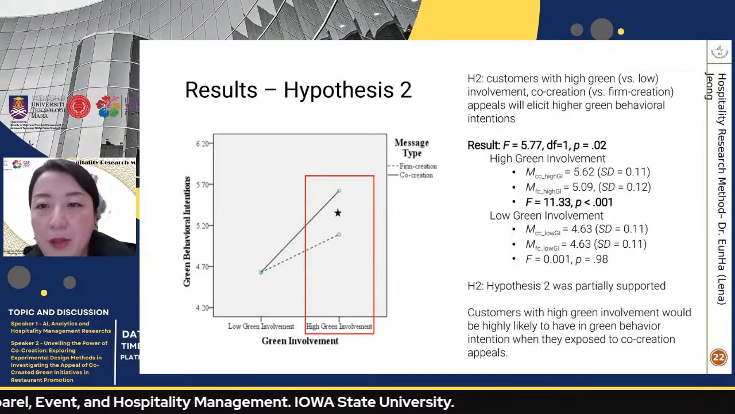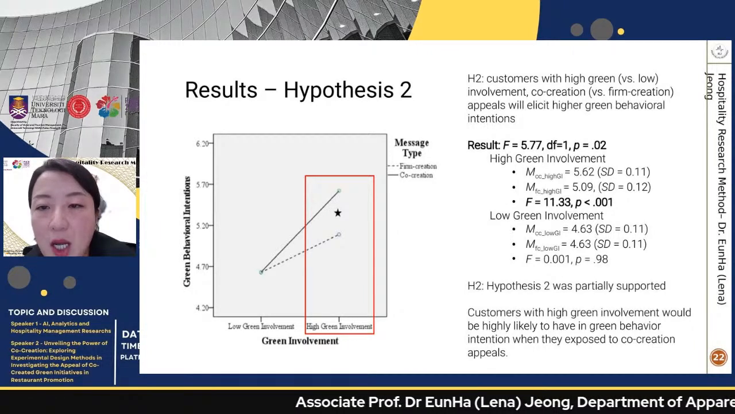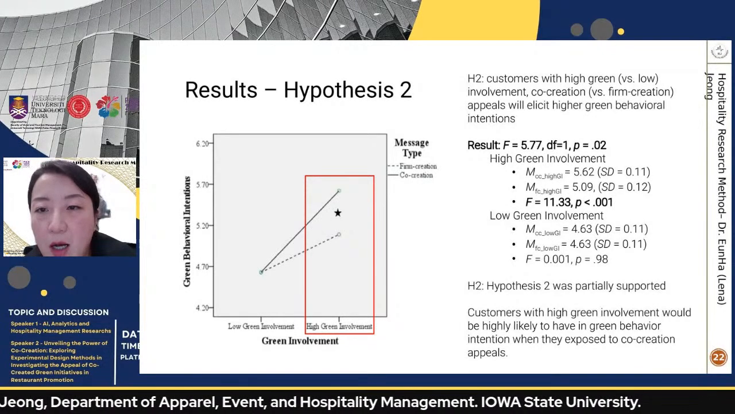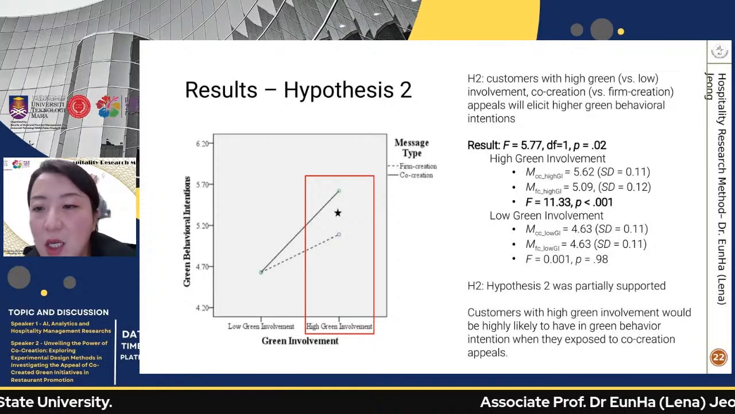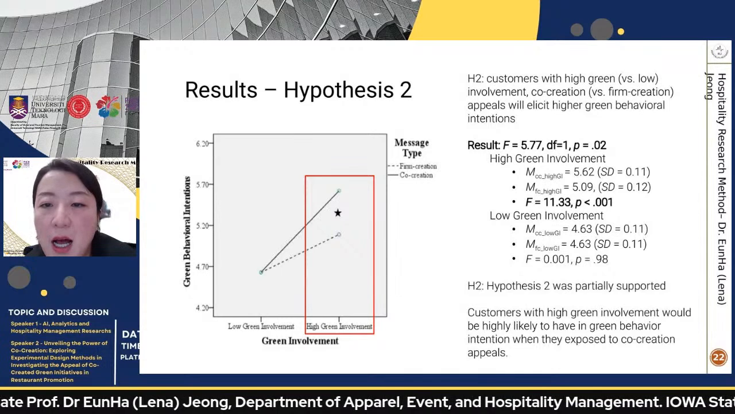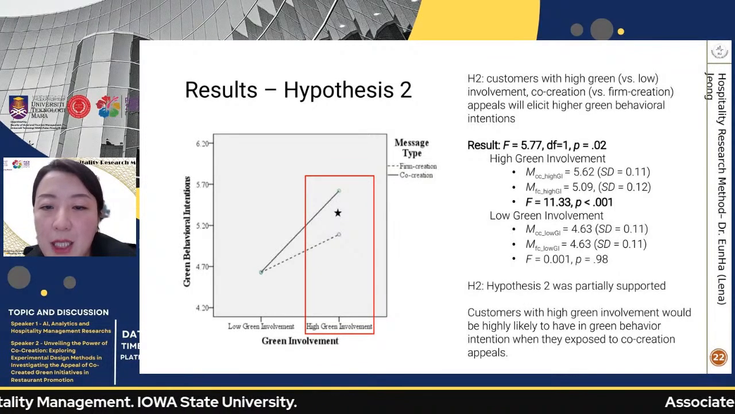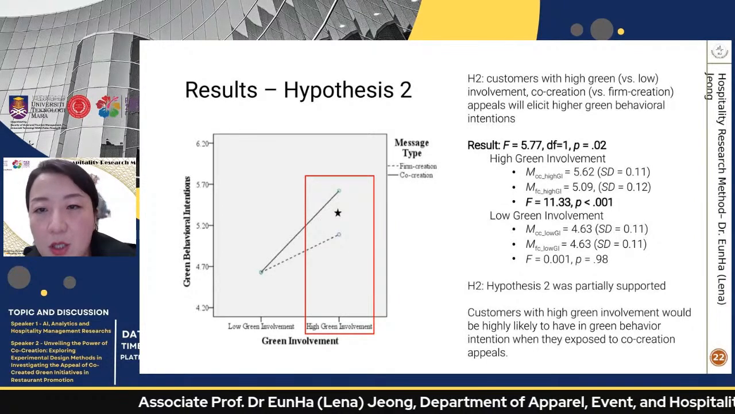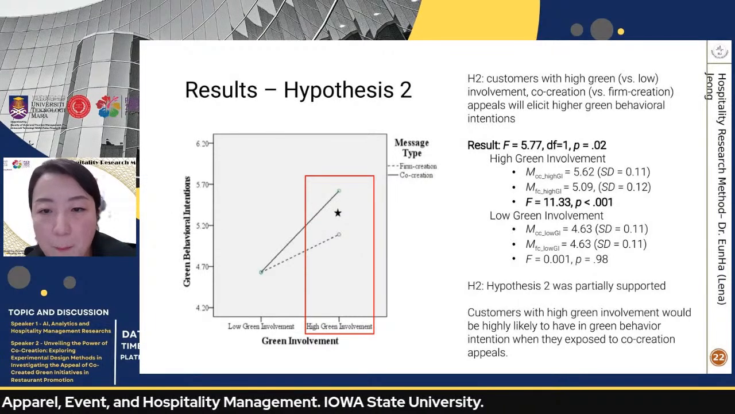And this is the result of the second hypothesis, which is testing a 2x2 interaction effect between consumers' green involvement and message type. As you see from the figure in the highlighted part here, for customers who have high green involvement, the influence of co-creation and firm creation messages is different. The consumers with high green involvement are highly likely to have green behavior intentions when they are exposed to co-creation appeal rather than firm creation appeal. But there are no differences between the firm and co-creation appeals among the customers who have low green involvement. So that part was not significant. That's why we mentioned that our hypothesis 2 is partially supported. And the next slide, please.